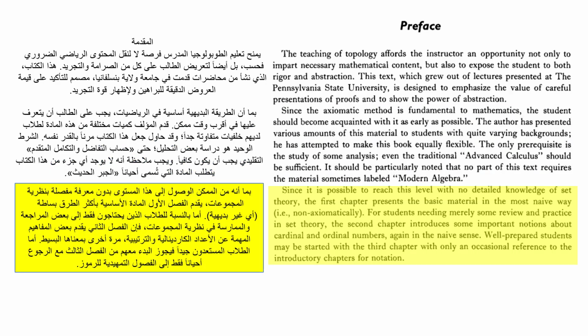Since it is possible to reach this level with no detailed knowledge of set theory, the first chapter presents the basic material in the most naive way, that is, non-axiomatically. For students needing merely some review and practice in set theory, the second chapter introduces some important notions about cardinal and ordinal numbers, again in the naive sense. Well-prepared students may be started with the third chapter with only an occasional reference to the introductory chapters for notation.